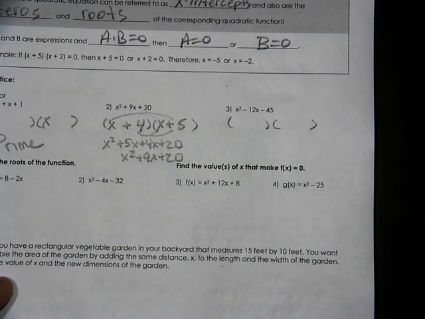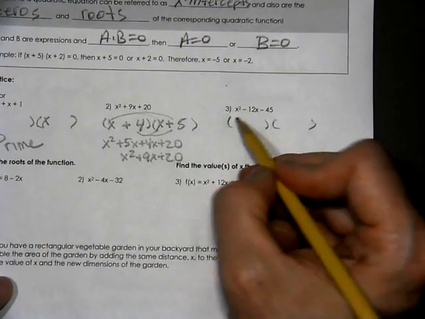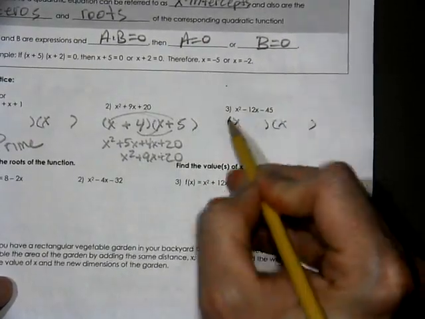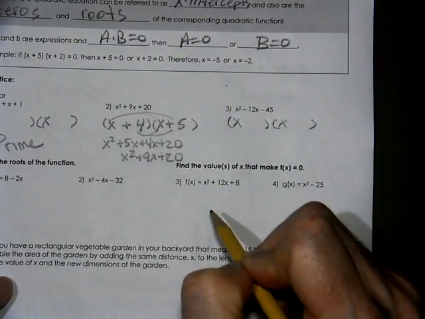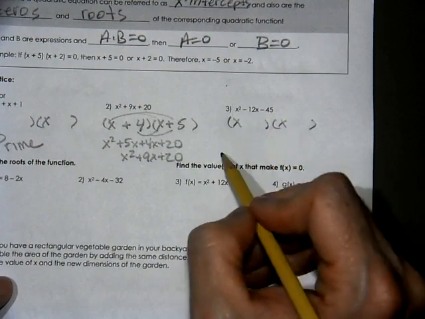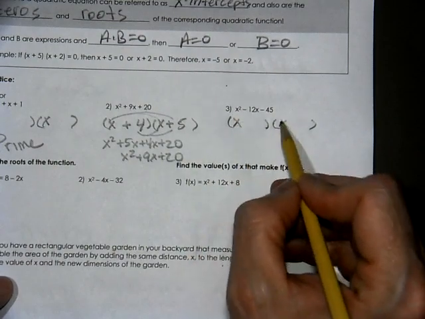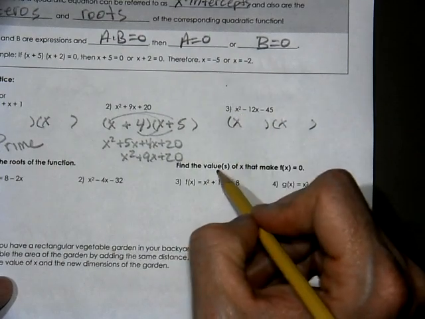So we're just factoring. We're not solving because it just says factor. We know because the leading coefficient is a 1 that we're just using x's. It's not a 3x or a 5x or anything like that. It's just x times x that gives us x squared.